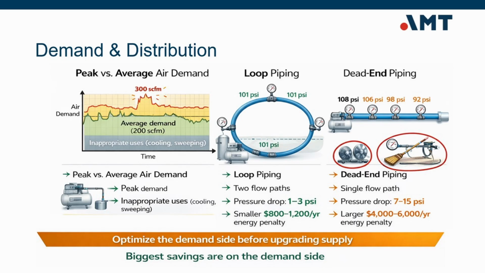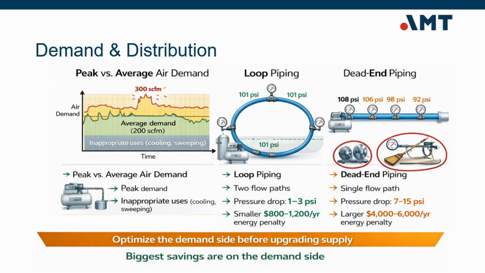Dead-end systems have a single flow path. As air travels farther from the compressor, pressure drops progressively, sometimes 7 to 15 psi or more. When pressure drop occurs, the common response is to raise the compressor discharge pressure. But increasing discharge pressure increases energy consumption across the entire system, not just at the problem location.